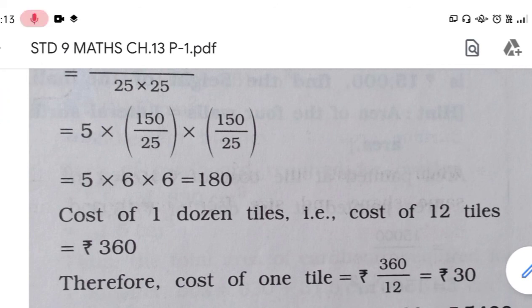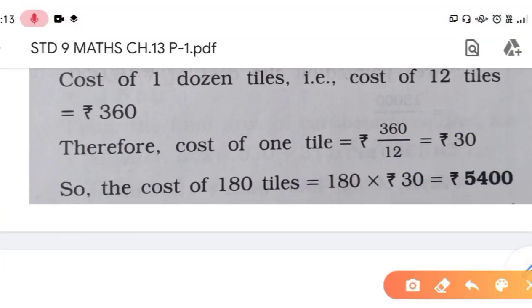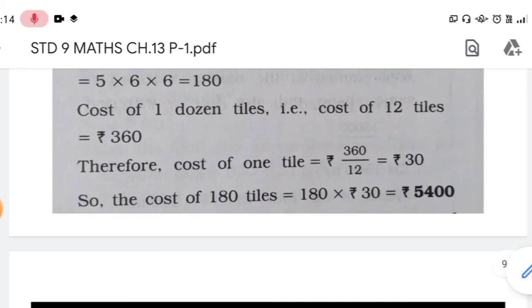Now the cost of 1 dozen, it means the cost of 12 tiles, is 360. Therefore the cost of 1 tile is equal to 360 upon 12, which is 30. So now the price of one tile is 30, and he has to put 180 tiles in total, so his total expense will be 5400 rupees.